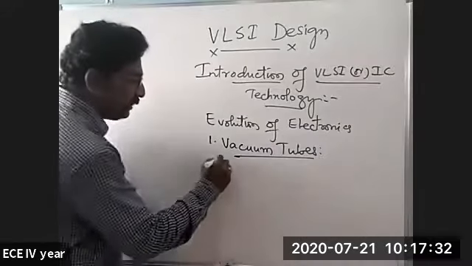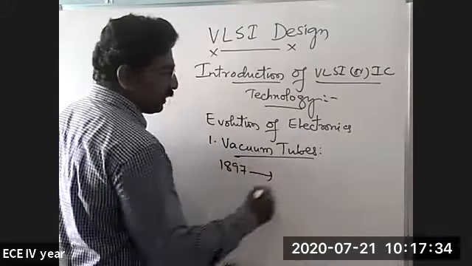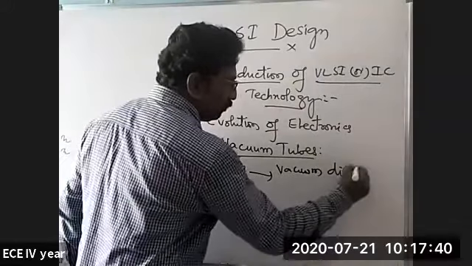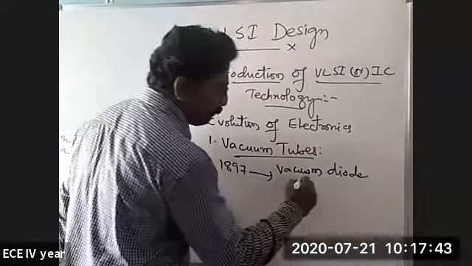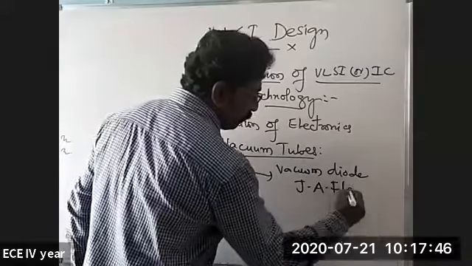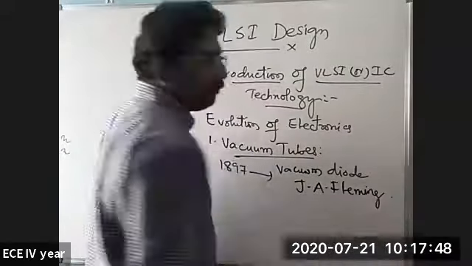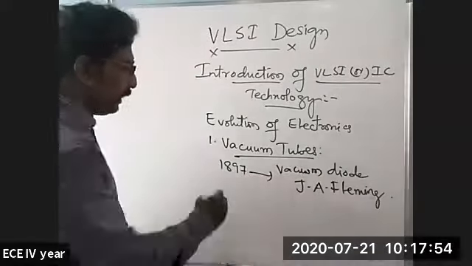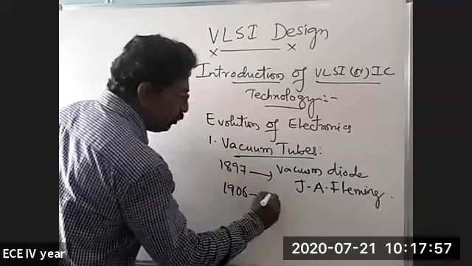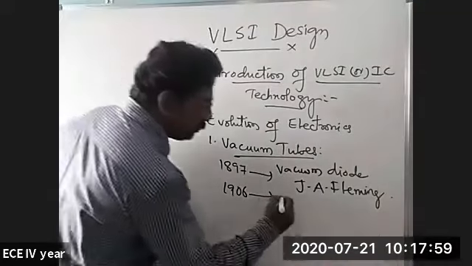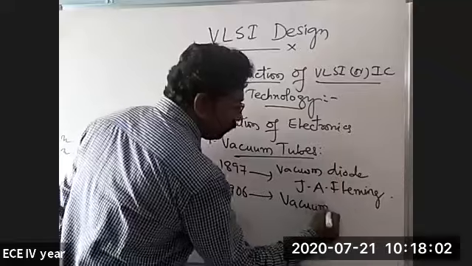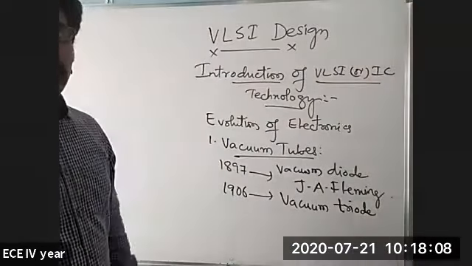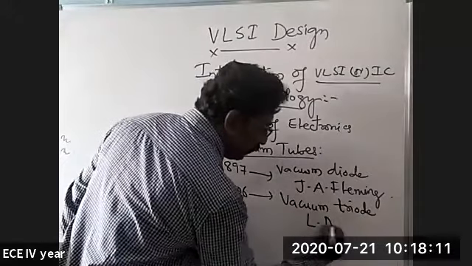In 1897, the first vacuum tube designed was the vacuum diode. It was designed by J. Fleming. Later, after the invention of this vacuum diode, in 1906 another kind of vacuum tube was invented. That vacuum tube is called a vacuum triode. It was invented by L.D. Forrest.